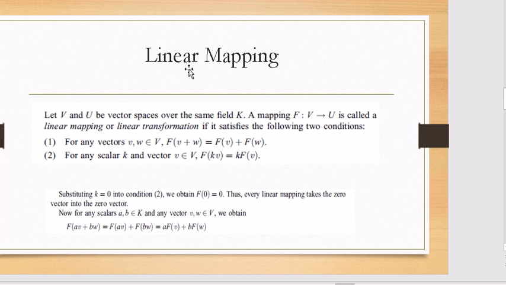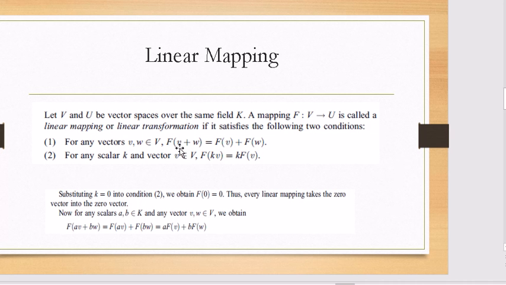Now our next topic is linear mapping. Which mappings are linear? Here is the definition of linear mapping. Let V and U be vector spaces over the same field K. A mapping f from the vector space V to the vector space U is called a linear mapping or linear transformation if it satisfies the following two conditions. The first condition is that for any vectors v and w in V, f of v plus w equals f of v plus f of w.